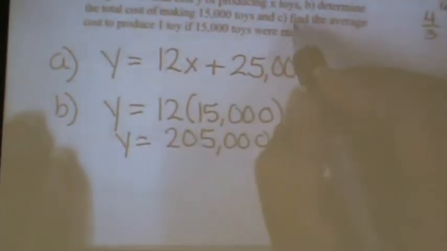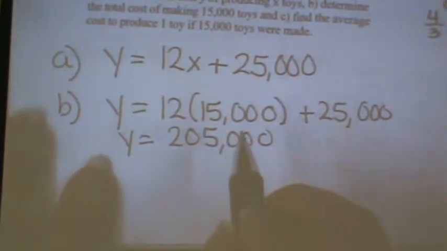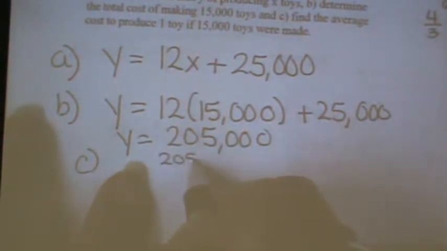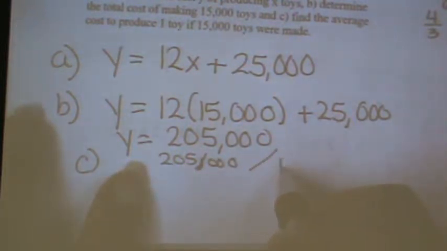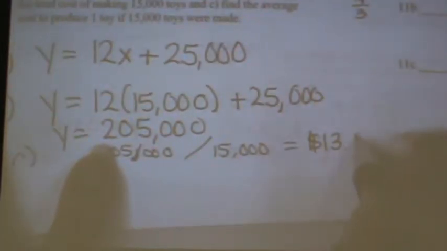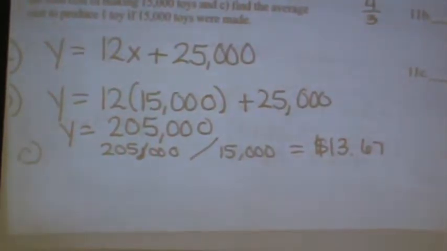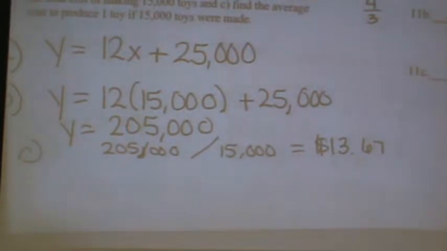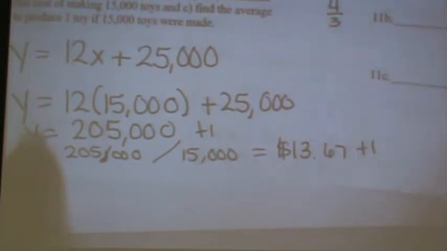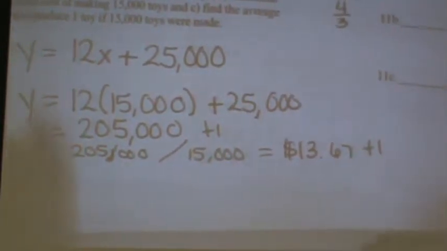Then it says, find the average cost. So if we make 15,000 toys, what's one toy going to cost? So you take this total cost, 205,000, and you divide this by 15,000, and you get, it's going to cost $13.67 to produce one toy. And I gave a point for the 205,000 and a point for the 13.67. Questions?